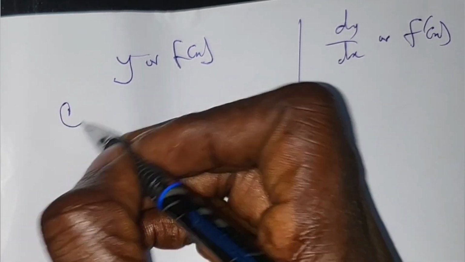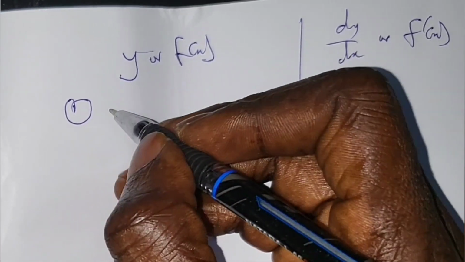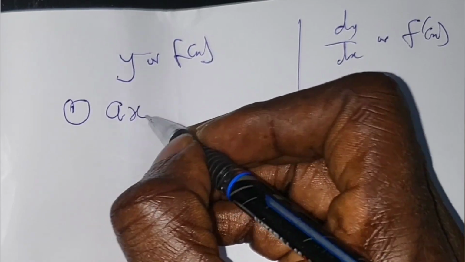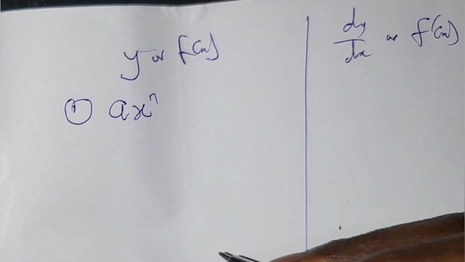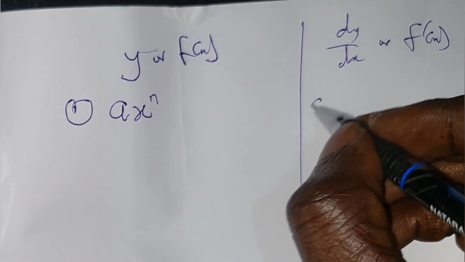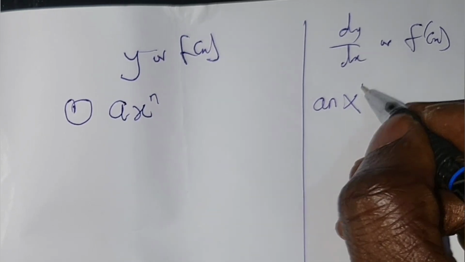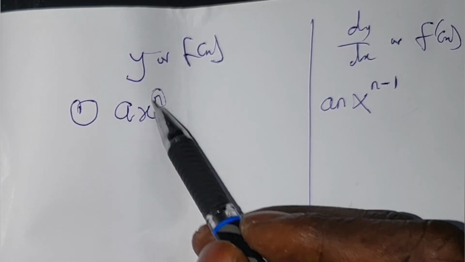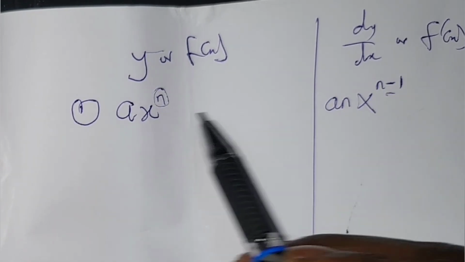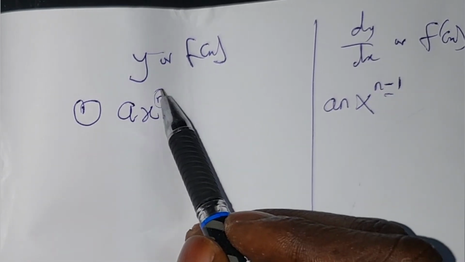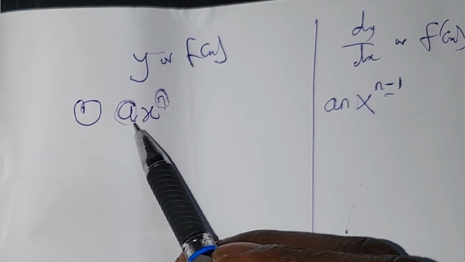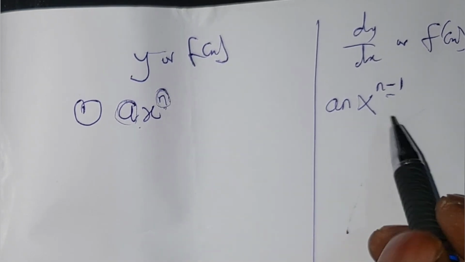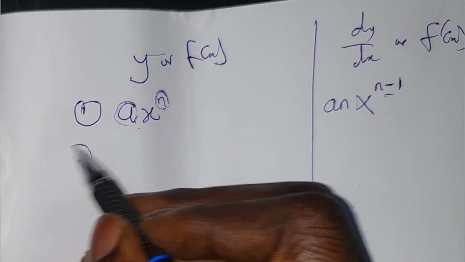So the first one I'm going to talk about is, if you are given any function where we have a x to the power n, the derivative becomes a n x to the n minus 1. It means that you just reduce the power by 1, but before you reduce the power by 1, you need to multiply the exponent by the coefficient of the variable. Then when you're done, you reduce the power by 1. I think this is the basic one that we all know. Let's take the second one.